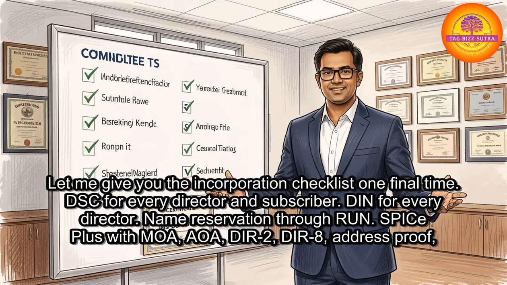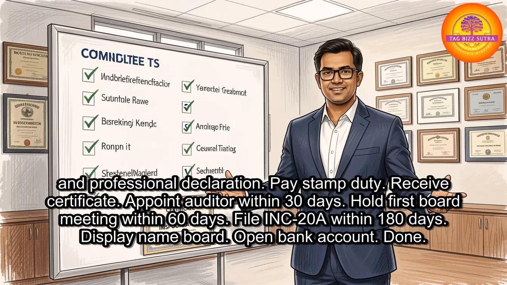Let me give you the incorporation checklist one final time. DSC for every director and subscriber. DIN for every director. Name reservation through RUN. SPICE Plus with MOA, AOA, DR2, DR8, address proof and professional declaration. Pay stamp duty. Receive certificate.